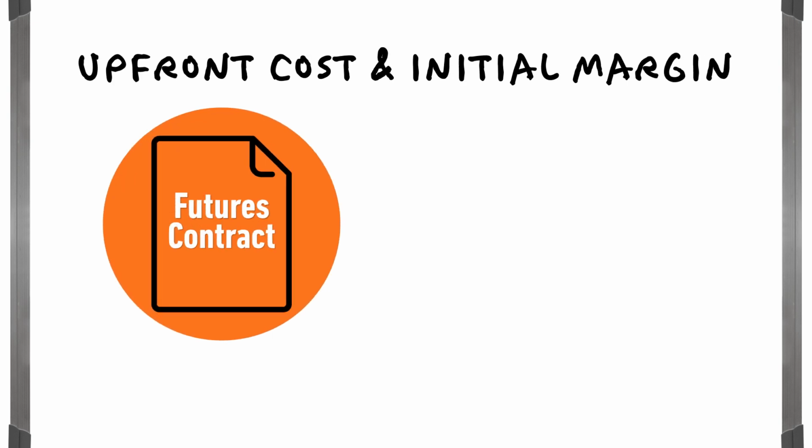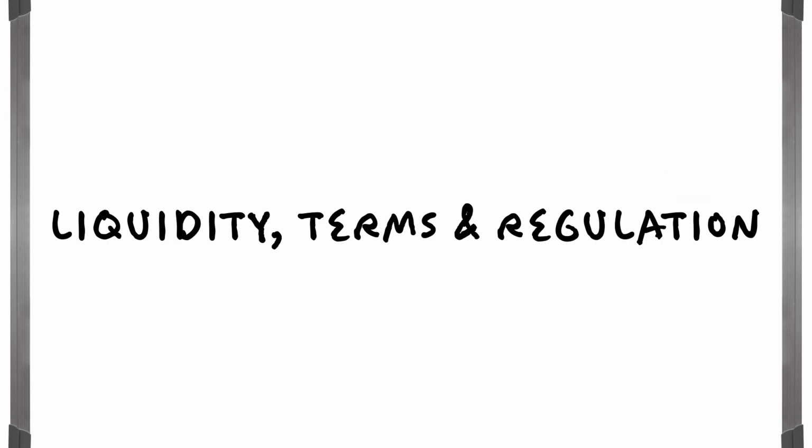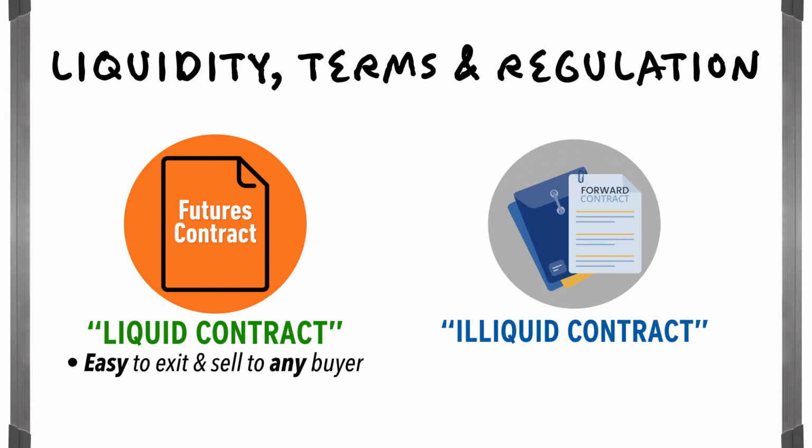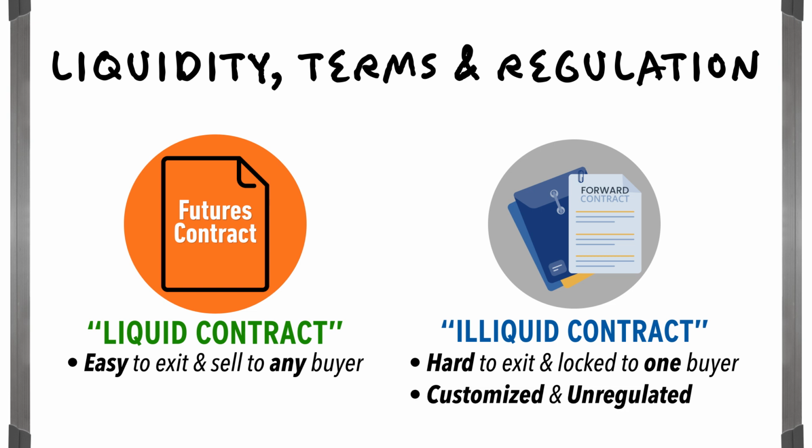Hedging does require an upfront cost to enter the contract known as initial margin. However, it is considered a liquid contract, allowing a producer to exit the position and deliver the grain to any buyer. Meanwhile, a forward contract is considered an illiquid contract, meaning you can't get out of them easily. Forward contracts can be customized and they are not regulated by an exchange, while a futures contract is standardized and regulated by the exchange and governing bodies.